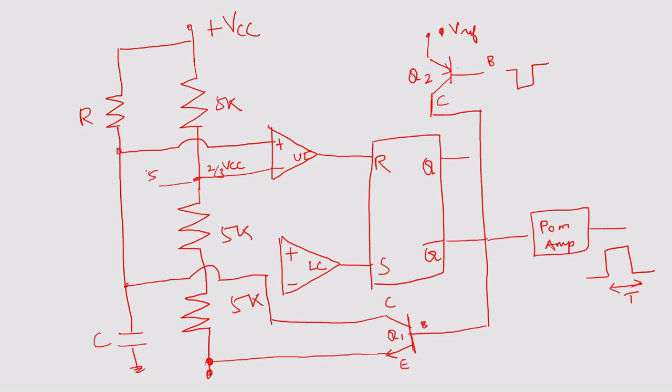This is the 5th pin. This is the 6th pin. So note down the terminal. This is the 7th. Okay. Now we will connect the lower comparator. The lower comparator plus is connected to this 1/3 of your VCC.